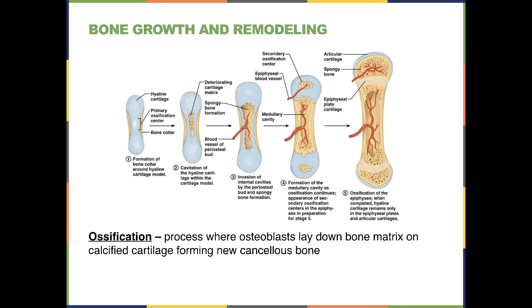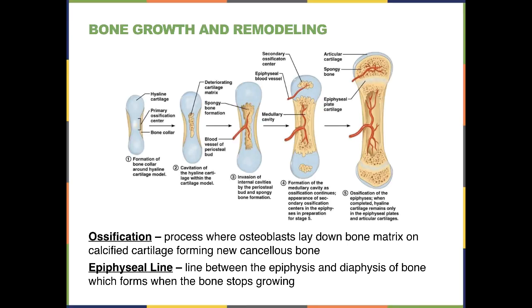Now, I use the term ossification center. Well, ossification is the process where osteoblasts lay down bone matrix on cartilage that is calcifying, and it forms the new cancellous bone. And eventually, some of that will also become the outer part, or the compact bone, that forms the outer part of the bone. And as I said, the line between the secondary growth center and the primary center is called the epiphyseal line. You remember from a previous chapter that the long section of the bone is called the diaphysis, and each end is called the epiphysis, and the line that forms between the two is the epiphyseal line.